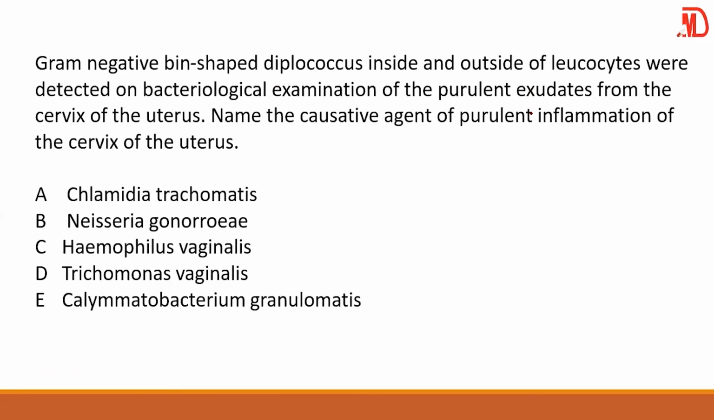Guys, look at this again. Now, the answer is also in the question. Look at it. Gram-negative bean-shaped diplococcus. You remember it? Yes. We said gonorrhea is what? Gram-negative bean-shaped diplococcus. We said this. So if you see this one, don't think twice. So your answer is what?